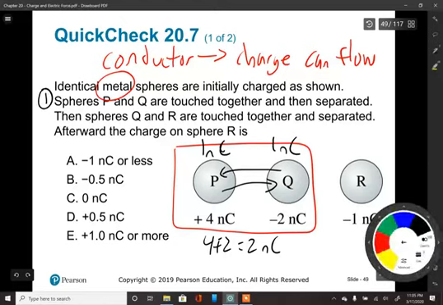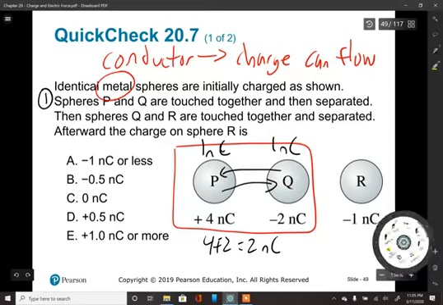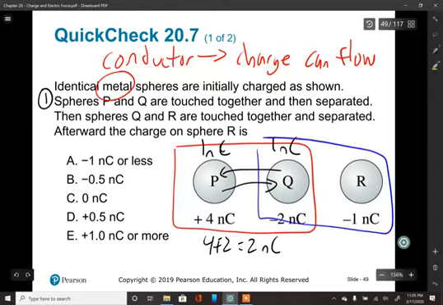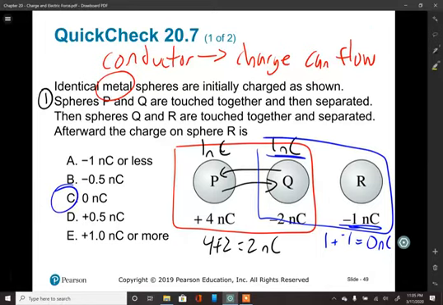Then we do step 2. We touch Q and R together, so now we're doing 1 and negative 1 nanocoulomb. Once again, they're both metal, so they're going to flow into equilibrium. We have 1 plus negative 1 equals 0 nanocoulombs, and so they're both going to be neutral. Understanding how charge moves around and what equilibrium means is really important.